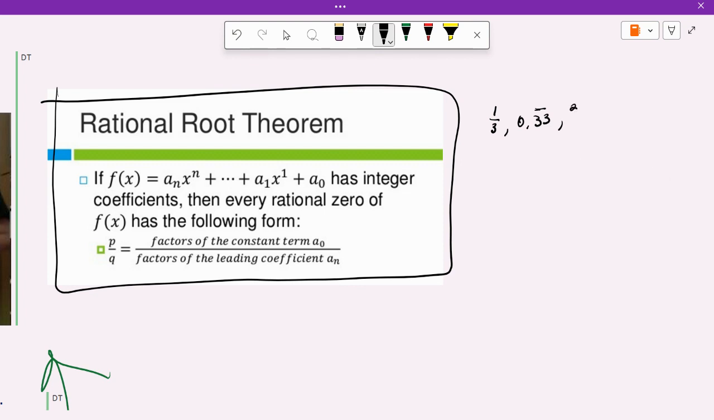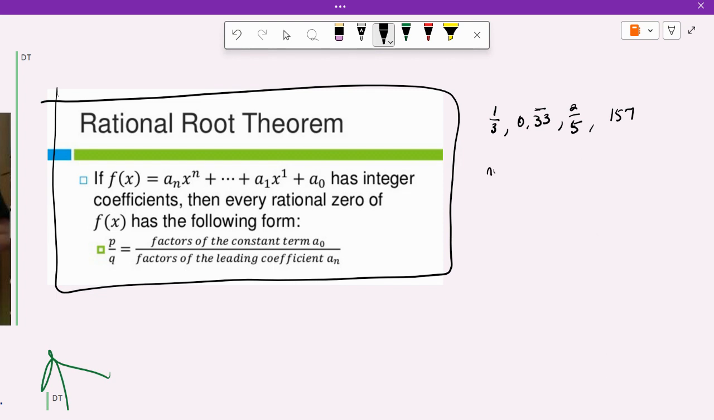So like 1/3 is rational, 2/5 is rational, 157 is rational, 0.3 repeating is rational because that's a third, isn't it? 0.6 repeating is rational because that's 2/3.